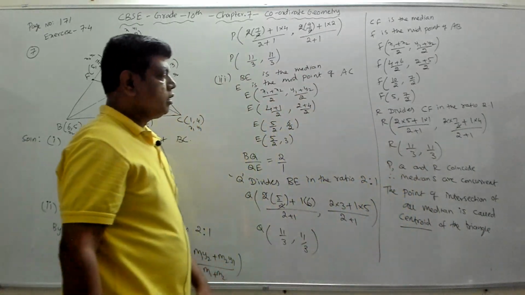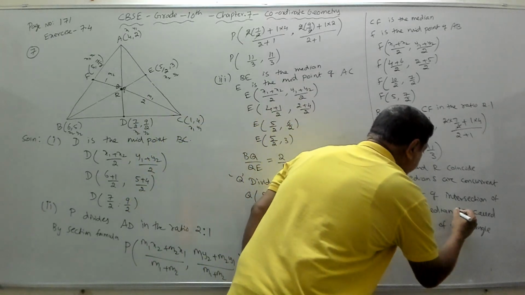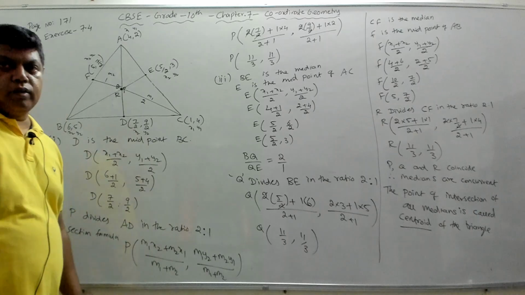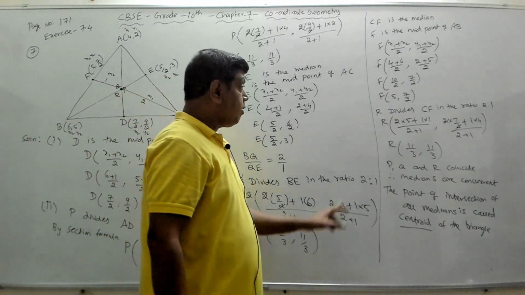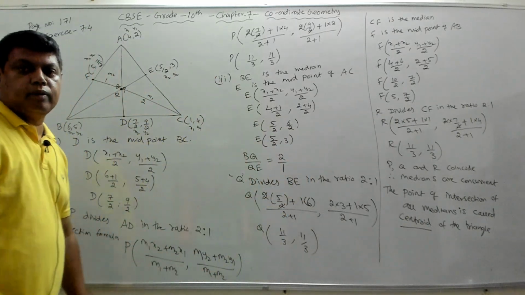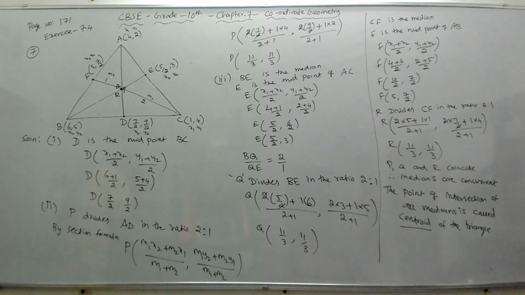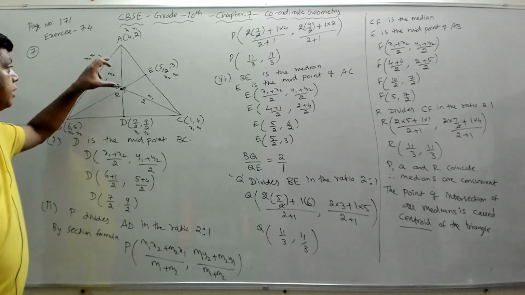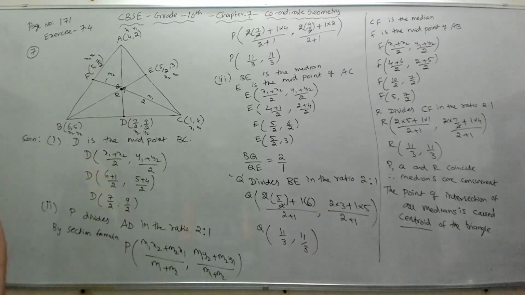Centroid: the point of intersection of all medians is called the centroid of the triangle. So the point that we found, 11 by 3, 11 by 3, is the centroid of the triangle. And we know that the centroid of the triangle divides any median in the ratio 2:1.